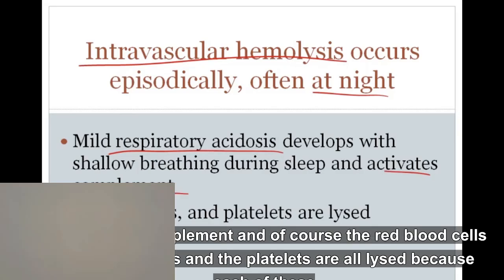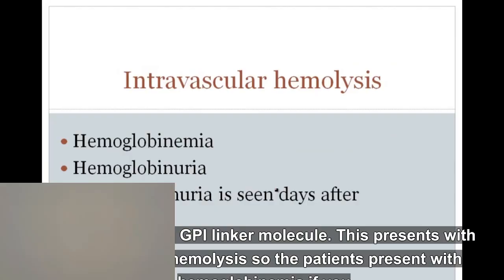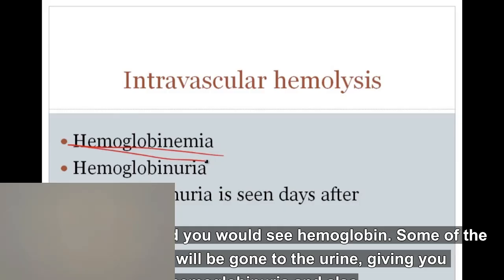And of course, the red blood cells, the granulocytes, and the platelets are all lysed because each of these cells are lacking the GPI linker molecule. This presents with intravascular hemolysis, so the patients present with hemoglobinemia. If you were to look in their blood, you would see hemoglobin. Some of that hemoglobin will leak out into the urine, giving you hemoglobinuria.